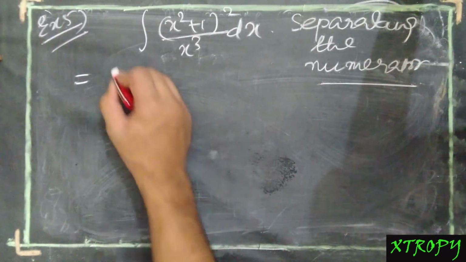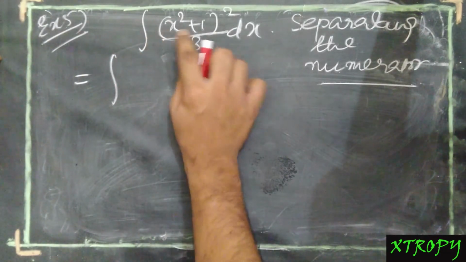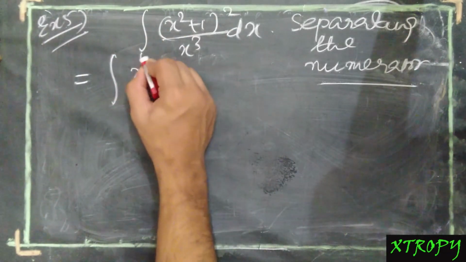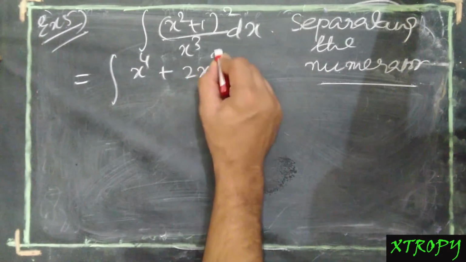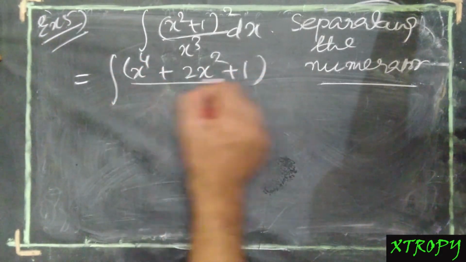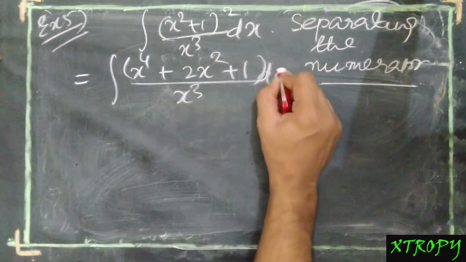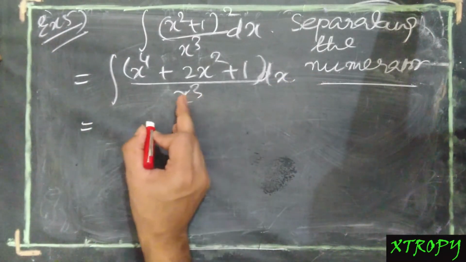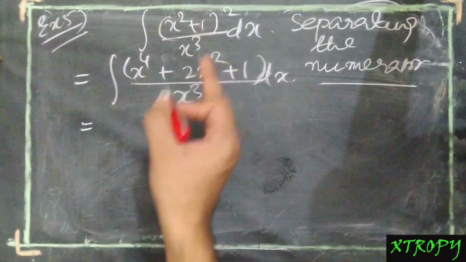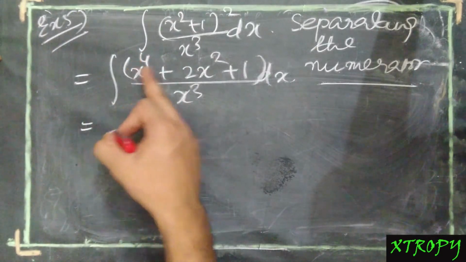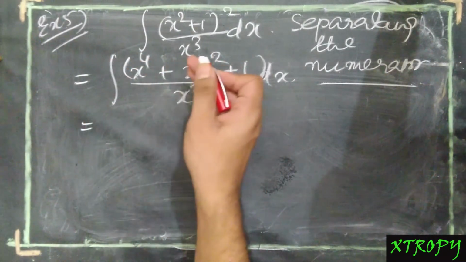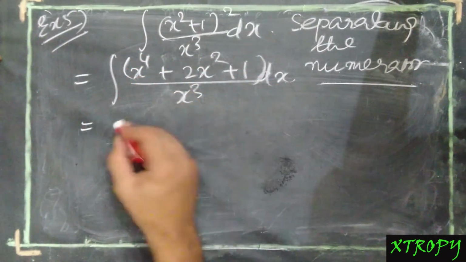So let's see how it's done. You can break (x² + 1)² into x⁴ + 2x² + 1, all over x³, dx. Now you divide each term of the numerator separately. Suppose there are 3 terms, convert this into 3 different integrals.